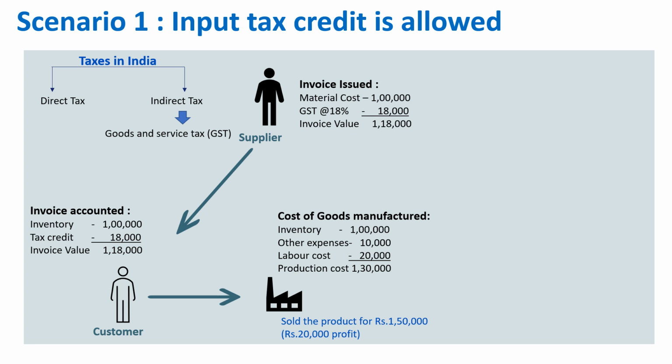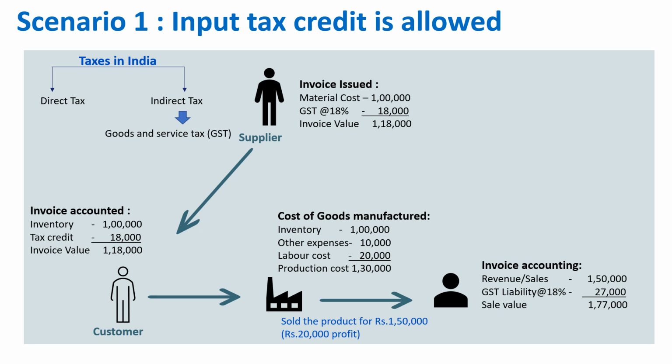Now this product, the customer is selling to its own customers, and at what price? It is 1 lakh 50,000. So what is the profit the customer is earning here? 1 lakh 50 minus 1 lakh 30, the production cost, net profit is 20,000. Now when the customer is raising the invoice to its customer, the invoice breakup will be revenue 1 lakh 50,000, GST liability at the rate of 18%, which comes to 27,000, and total invoice value will be 1 lakh 77,000.